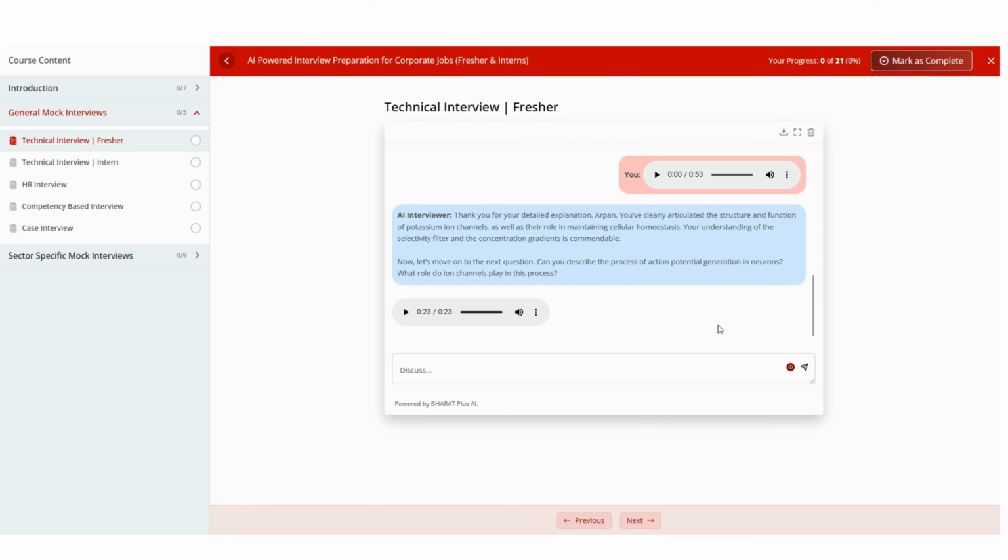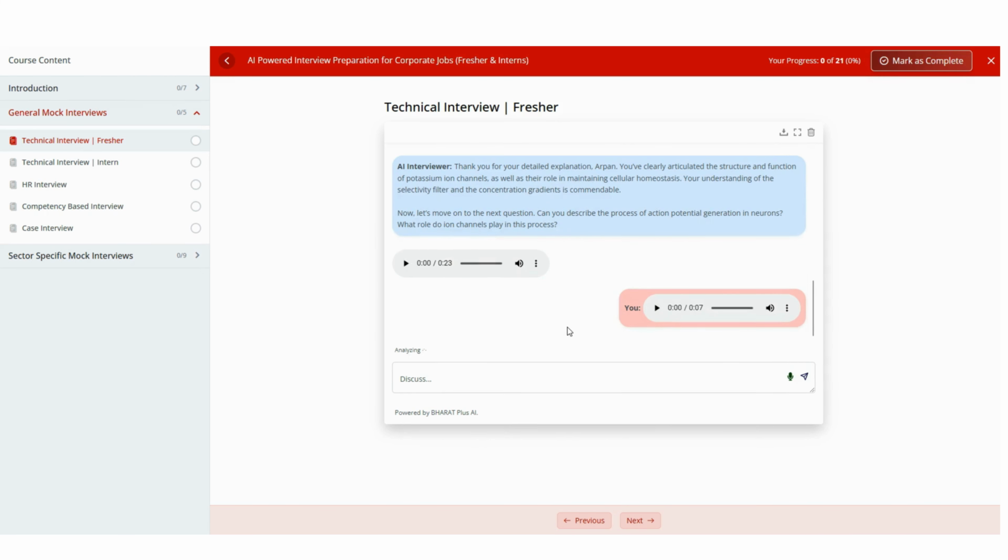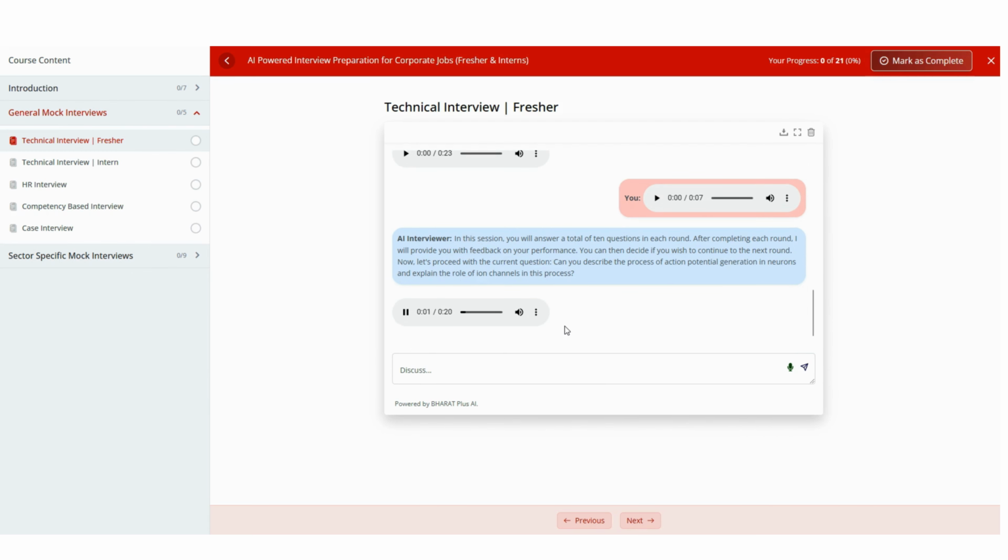Yeah, before that, how many questions do I have to answer in order to assess myself? In this session, you will answer a total of 10 questions in each round. After completing each round, I will provide you with feedback on your performance. You can then decide if you wish to continue to the next round. Now, let's proceed with the current question. Can you describe the process of action potential generation in neurons and explain the role of ion channels in this process?